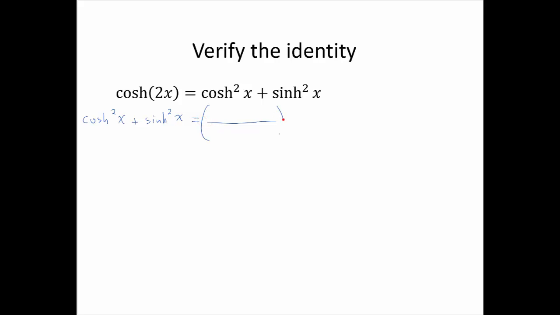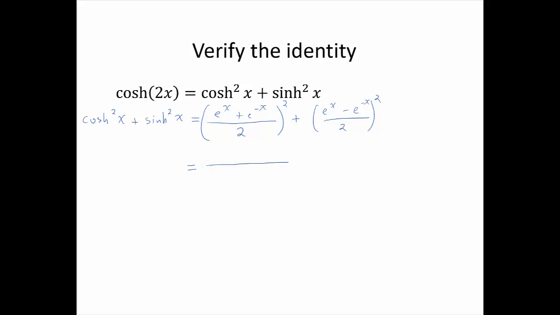The hyperbolic cosine is e to the x plus e to the negative x over 2, and that's being squared. And then similarly, I'd have e to the x minus e to the negative x over 2, and that's being squared. So now I'll square these terms, being very careful here.